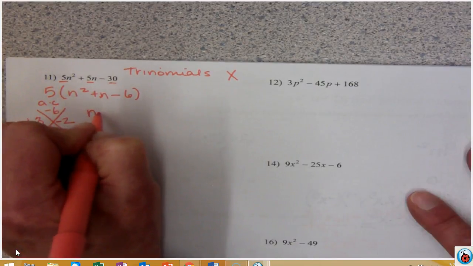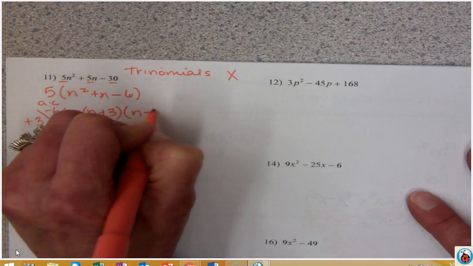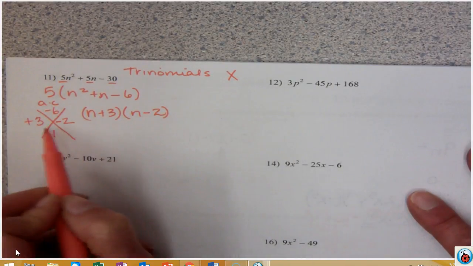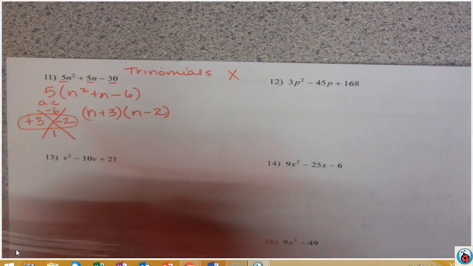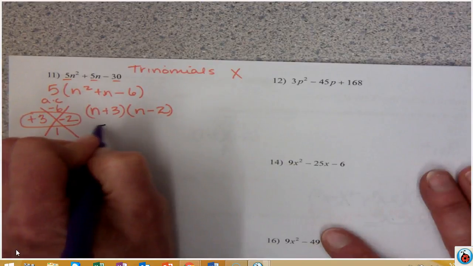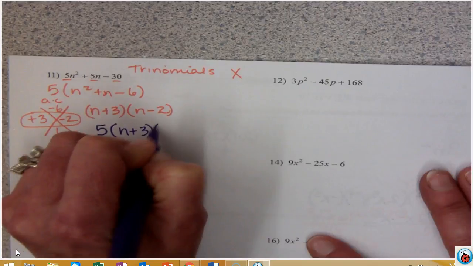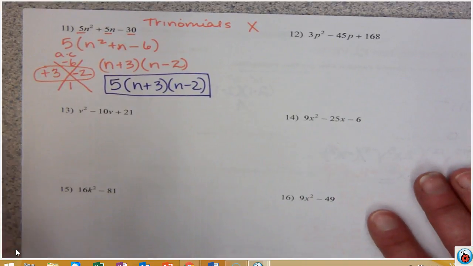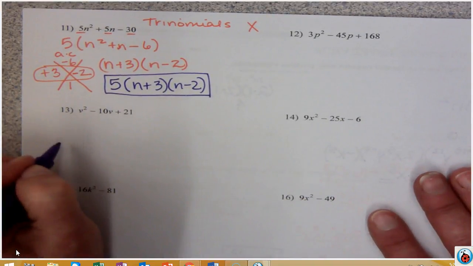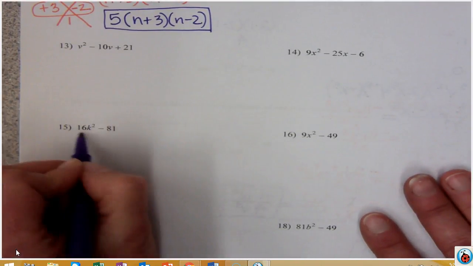So we go n plus 3, n minus 2. I've got my factors here. I have 1 as my a, so I don't need to divide, but I'm still not finished. I need to make sure that my greatest common factor gets into my answer. There is my answer. Alright. We'll do this one. Actually, let's just do this. This is your binomials.